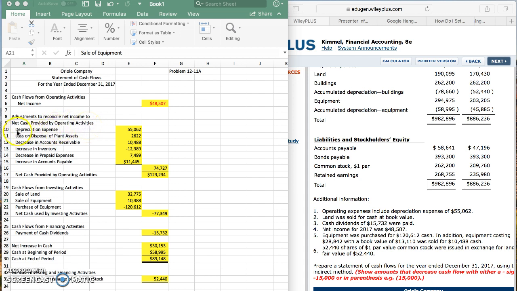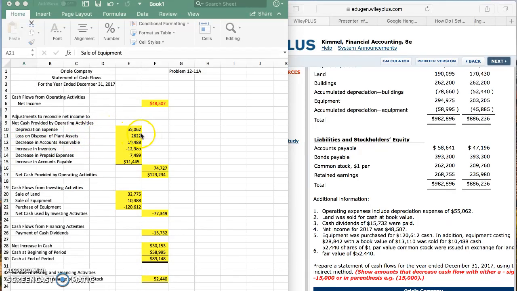And then we begin with the depreciation expense. And we're given the depreciation expense in the additional information. It says right here, operating expenses include depreciation expense of $55,062. So we just enter that in. And it says we need to do the loss on disposal of plant assets.